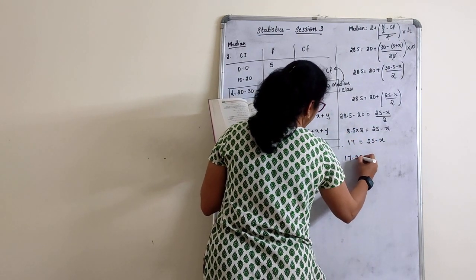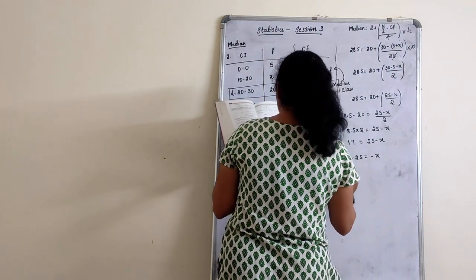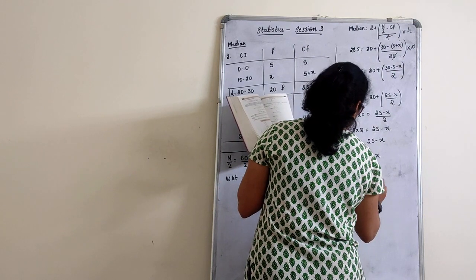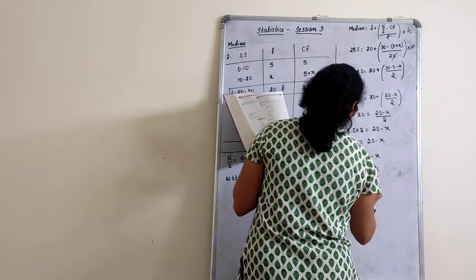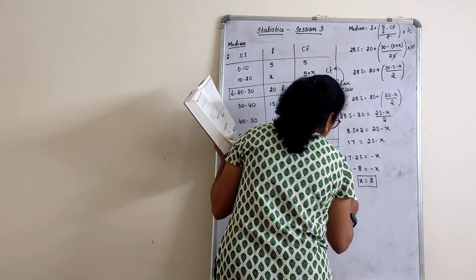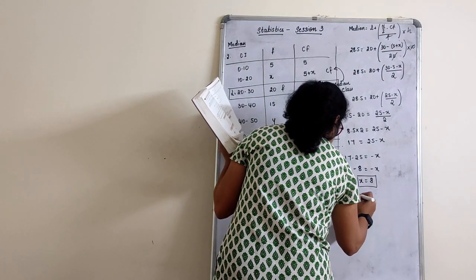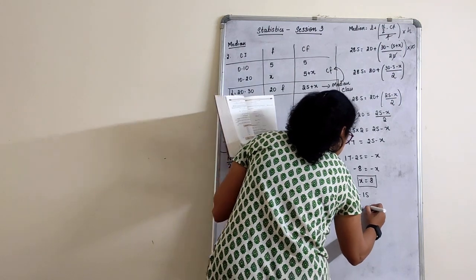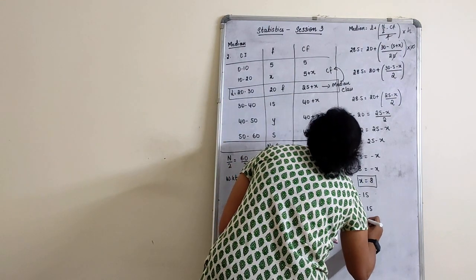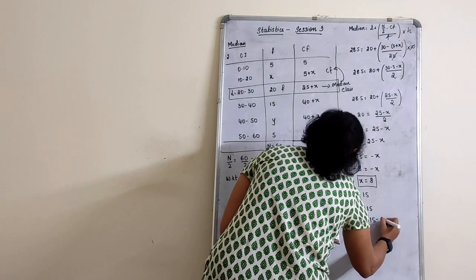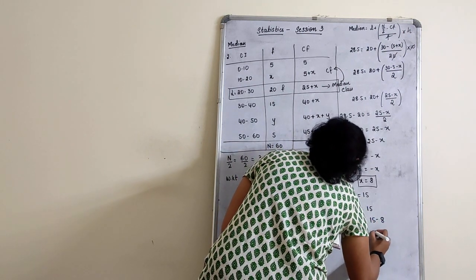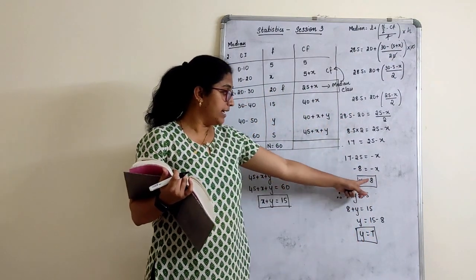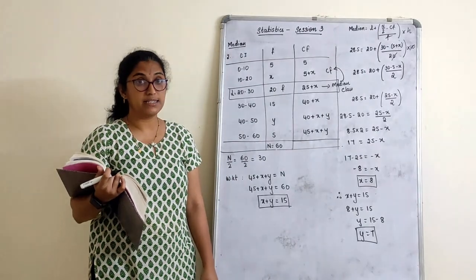17 minus 25 is equal to minus x. Minus 8 is equal to minus x. x is equal to 8. Substitute in this. Therefore, x plus y is equal to 15. 8 plus y is equal to 15. y is equal to 15 minus 8. y is equal to 7. That is what they have asked, the x and y values. x is 8 and y is 7.